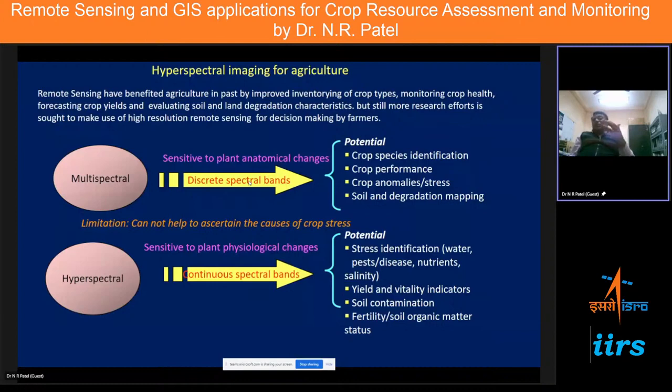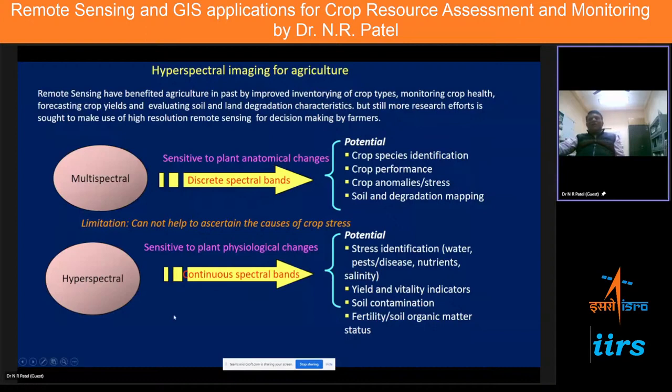range we require, and all those bands, more than 200 bands, provide you unique absorption and reflectance information to ascertain various kinds of crop related stresses. So we can do stress and yield mapping, soil contamination, but multispectral only gives crop anomalies, crop performance, crop pests. So the basic difference is that there are only a few bands, and they are sensitive only to plant anatomical changes, meaning appearance, organ size, canopy cover, plant size, or outward appearance.